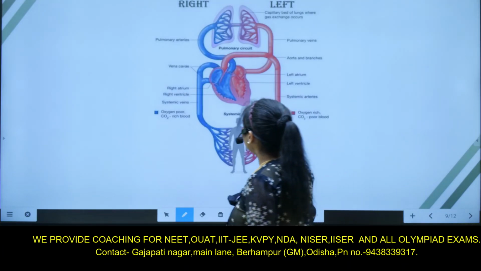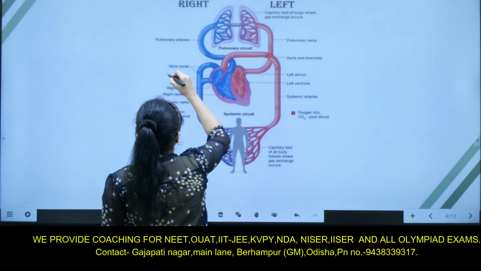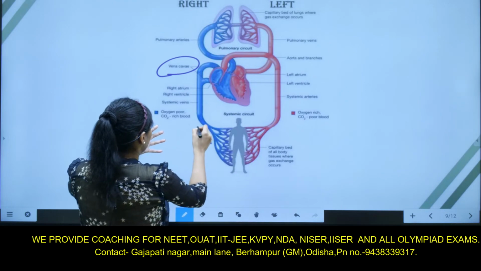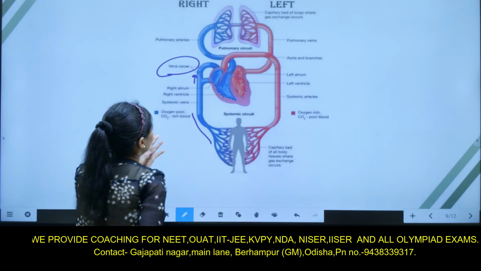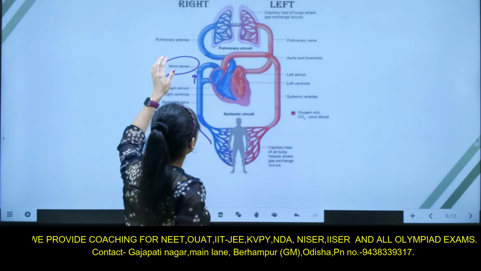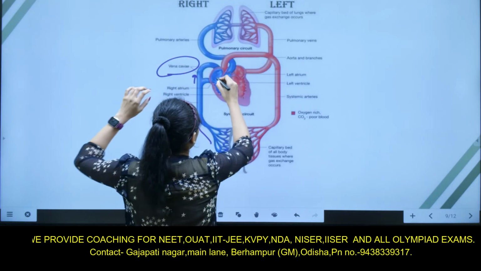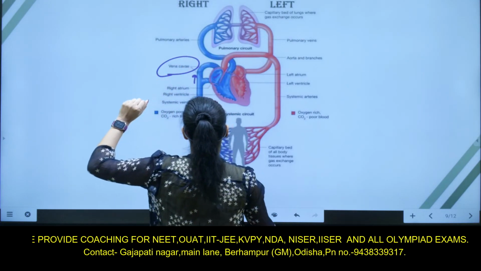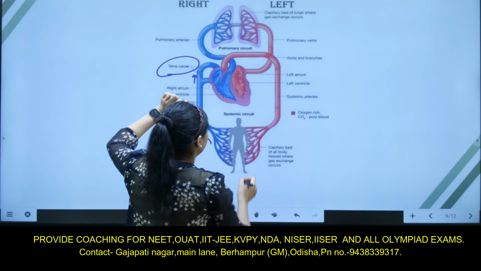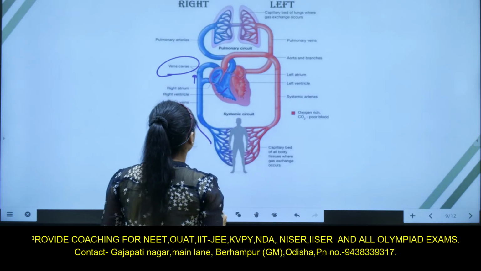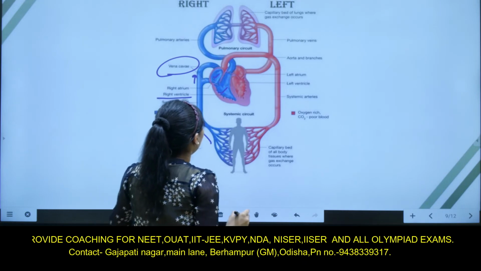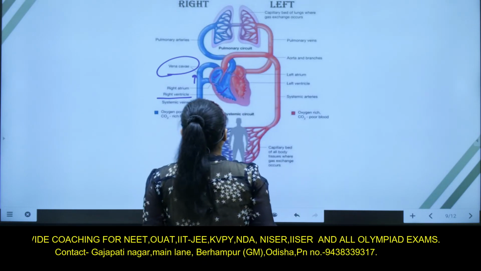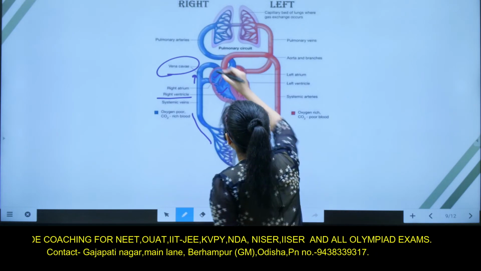So as I told you, here is the vena cava that collects all the deoxygenated blood from the body and passes it to the right auricle, and the right auricle will pass all the deoxygenated blood to the right ventricle. Here is the right ventricle. And it will further pass to the lungs through the pulmonary artery. Here is the pulmonary artery.